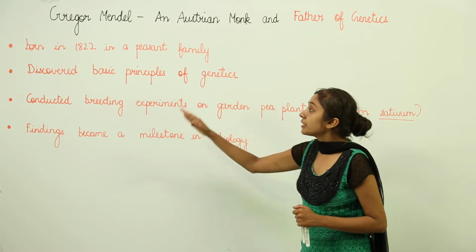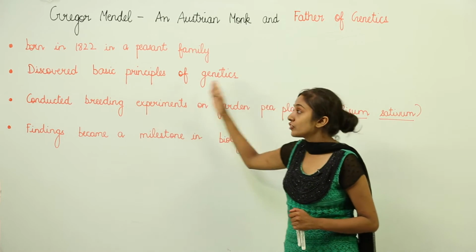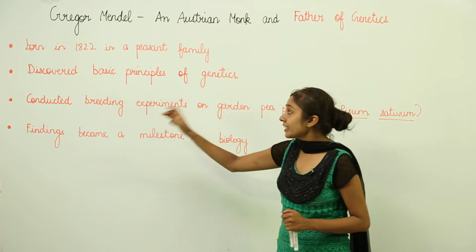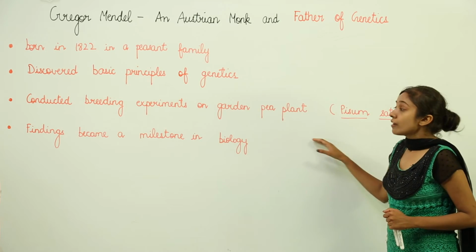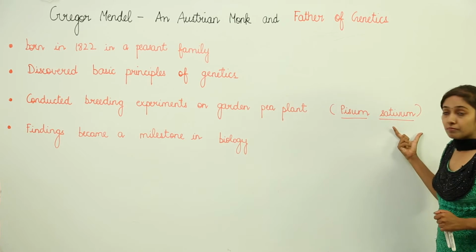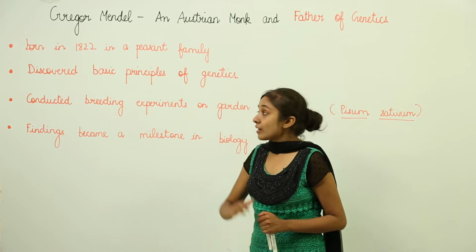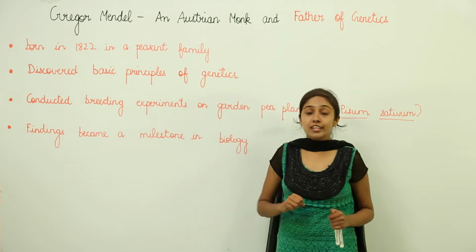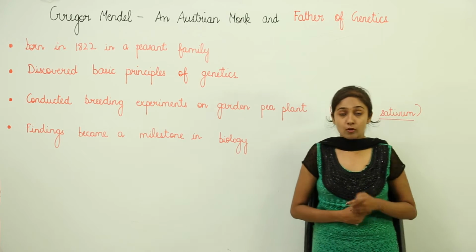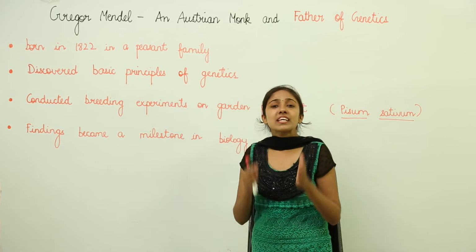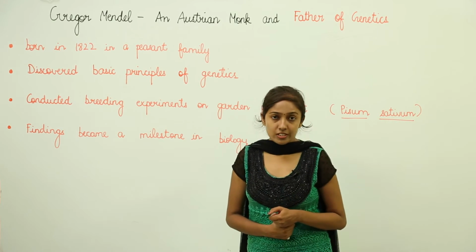So, he discovered the basic principles of genetics. He conducted breeding experiments on garden pea plant, which we call Pisum sativum, right? And his findings became a milestone in biology. Whatever experiments he conducted, he framed a few laws based on that. So, these laws are the basic principles of heredity and genetics, right?